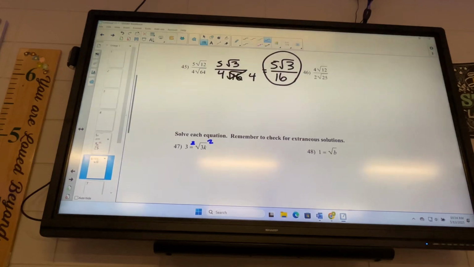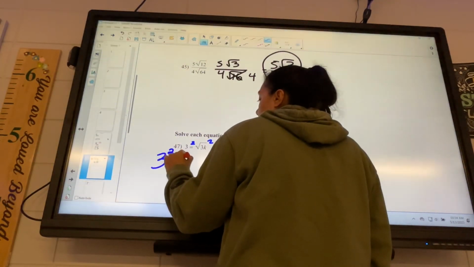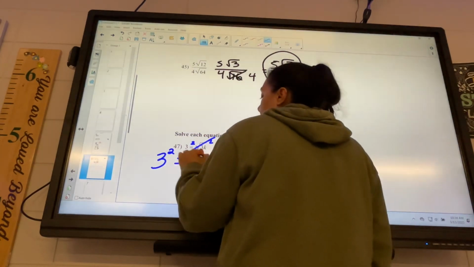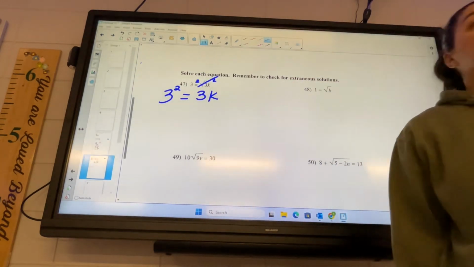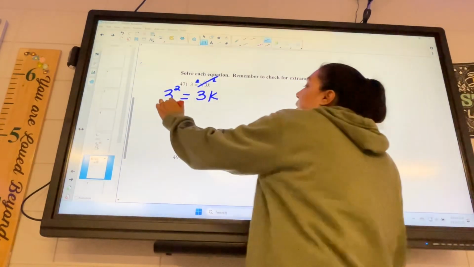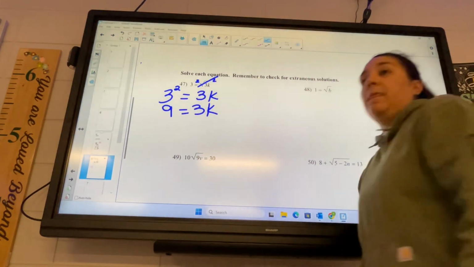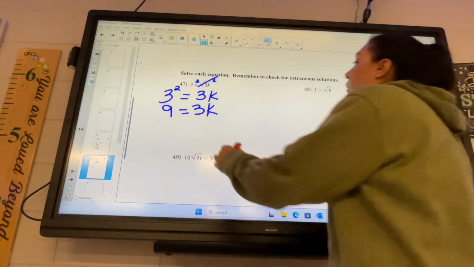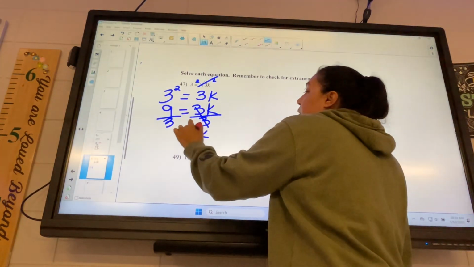It cancels it out. On the other side, it looks like this: 3 squared equals, well, this cancels, so 3k. What is 3 squared? 9. So we get 9 equals 3k, divided by 3. So we get k equals 3.